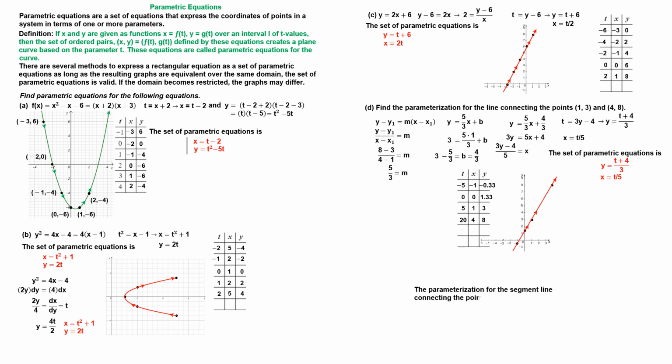For example, if we were asked to find the parameterization for the line segment connecting the points, we would have to restrict t so that the endpoints lie within a certain range. We could write x equals t over 5 and replace x with 1 and then replace x with 4, thus having a range for the values of t.